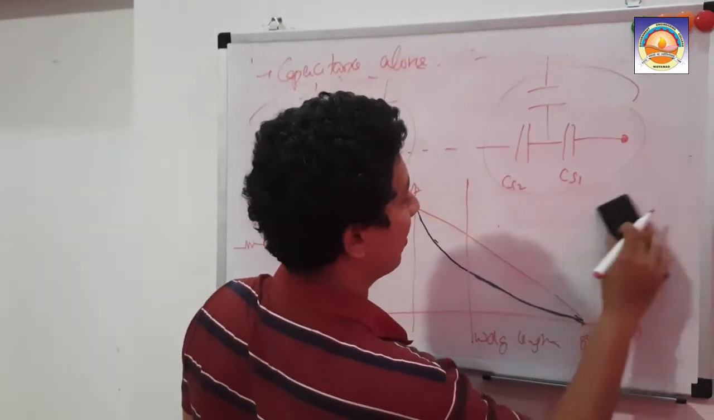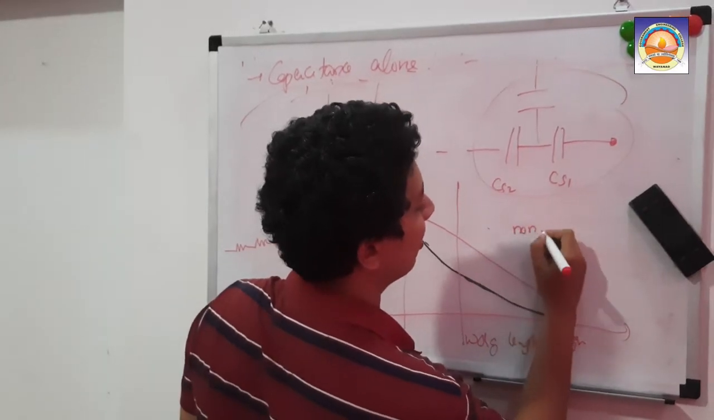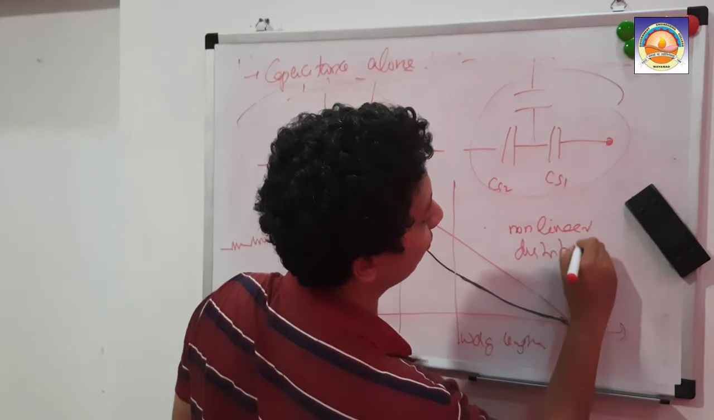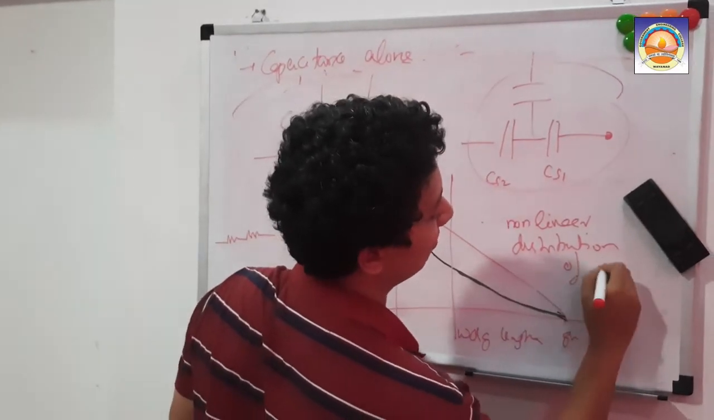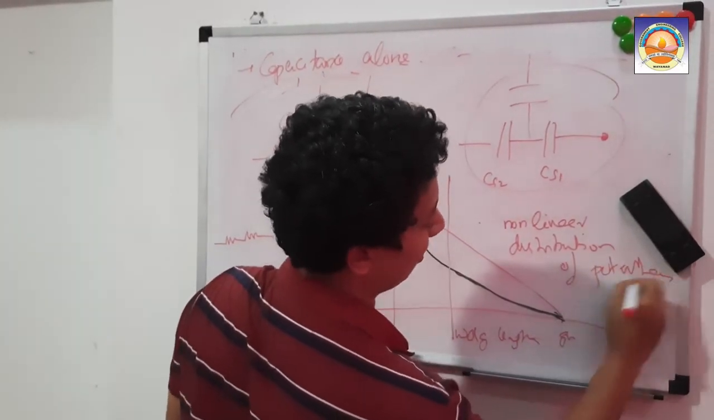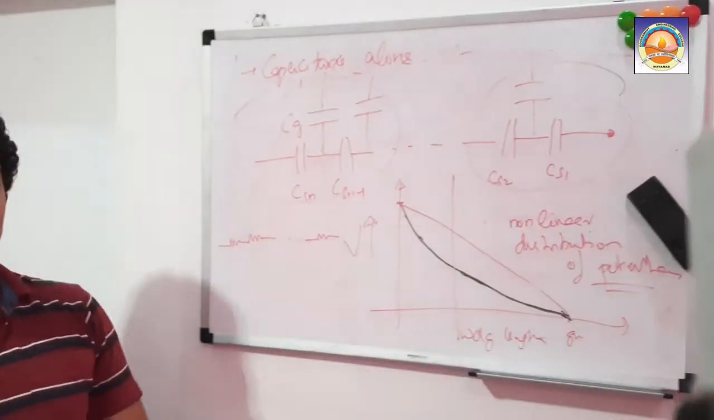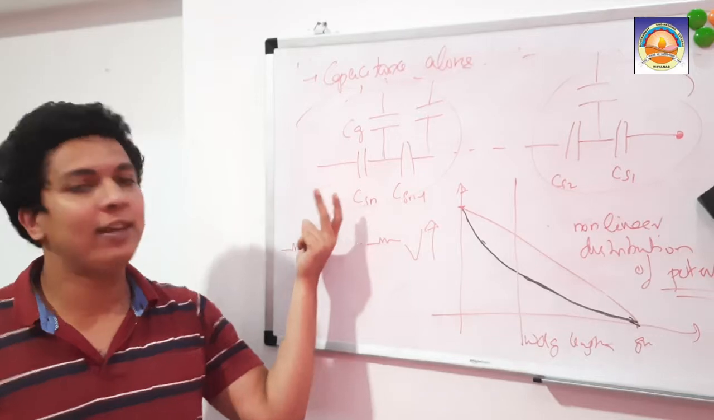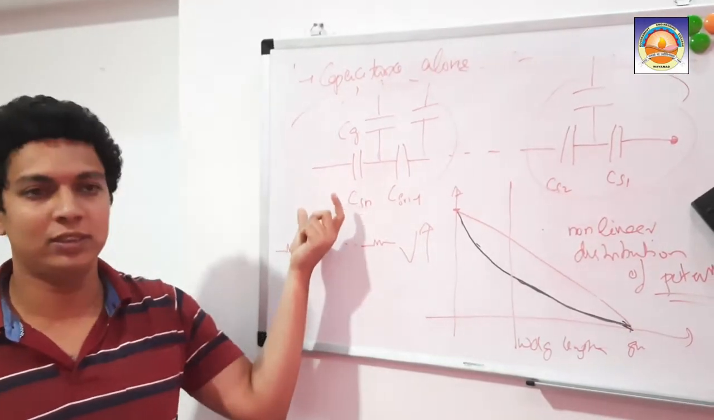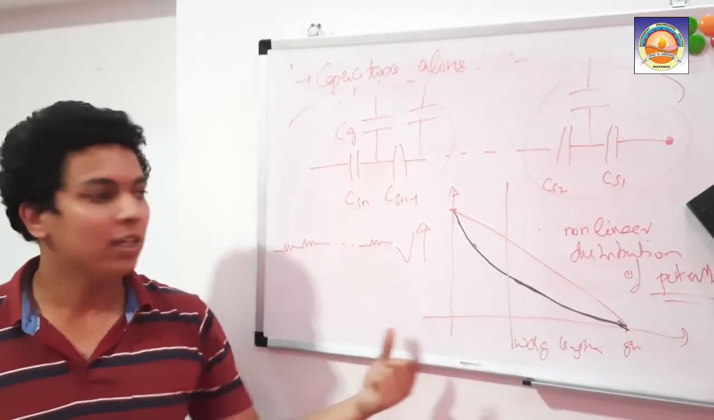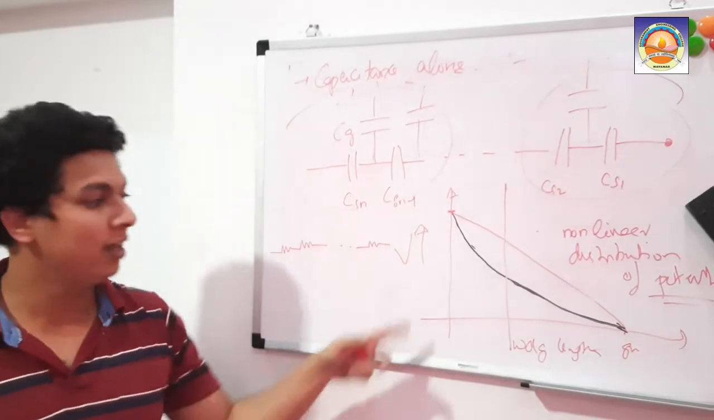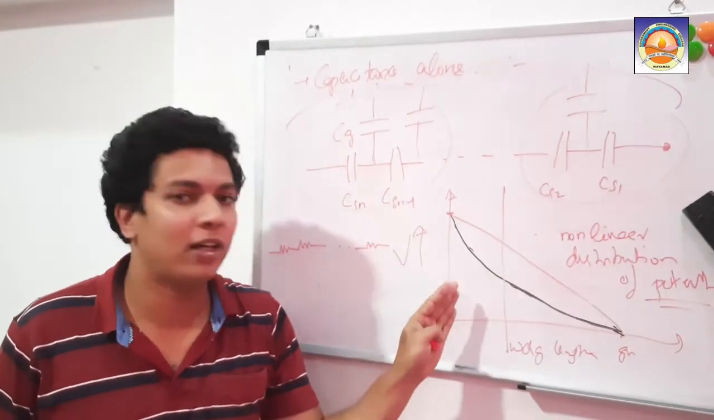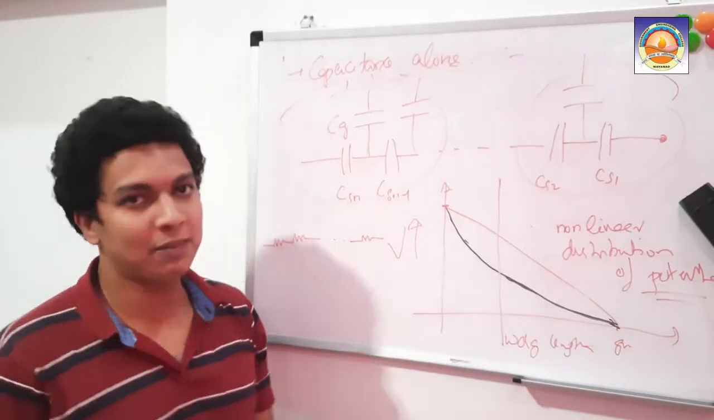Non-linear distribution of potential. That's the problem, so we have to encounter that. Understood? Why? Because near ground, it is having lesser voltage across it, so it will have lesser voltage stress, and you can provide lesser insulation. But when you come near the live wire end, your voltage stress is more. So that's the problem.